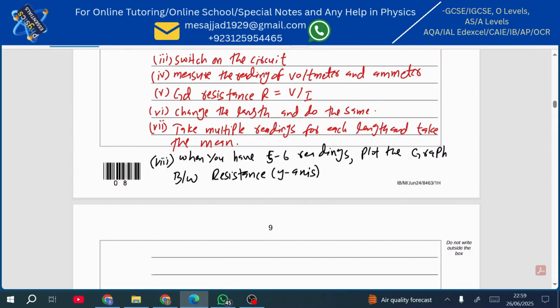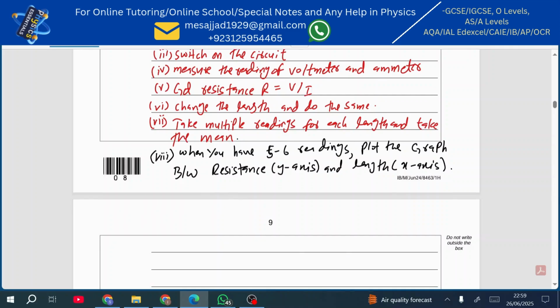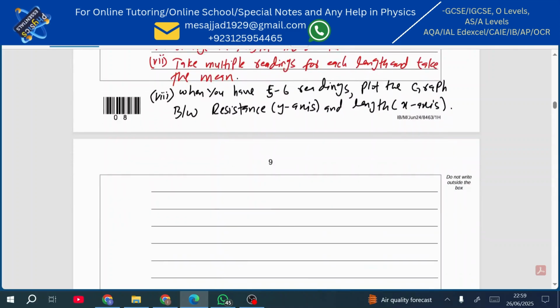That will be on the y-axis because it is dependent on length. When length is increased between the two crocodile clips, the resistance is also increased. So anything that is dependent is always plotted on the y-axis, and anything that is independent, for example here length, is independent of resistance, because it is up to us whether we use a small amount of length or a large amount of length. Therefore length should be on the x-axis, and we will get the straight line.